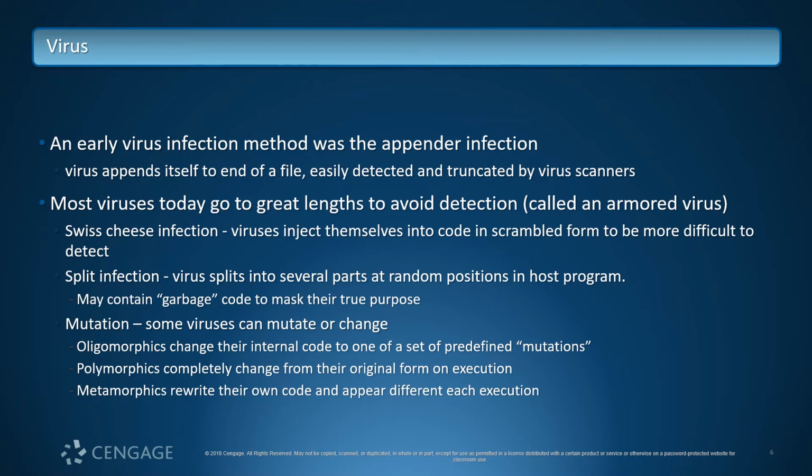Mutation armoring. This is where viruses can actually change. So there's three primary categories: oligomorphics, polymorphics, and metamorphics. Oligomorphic is going to change its internal code to one of a set of predefined mutations. So let's say a particular oligomorphic virus is going to come in and it has 5 different forms that it can take.